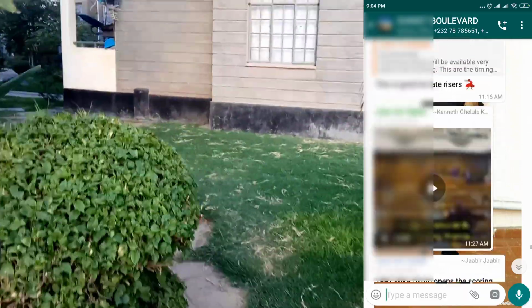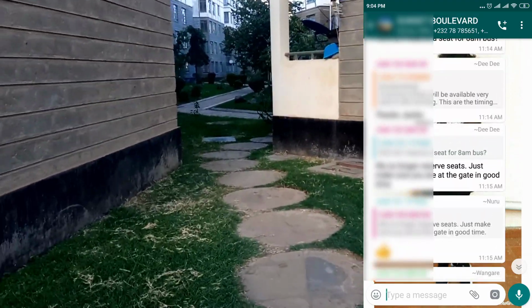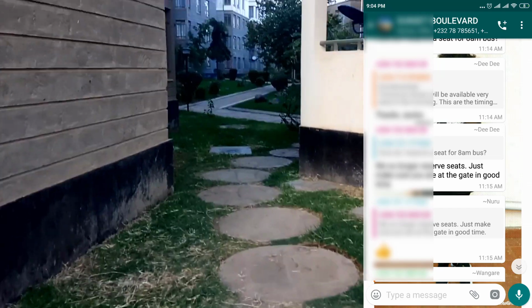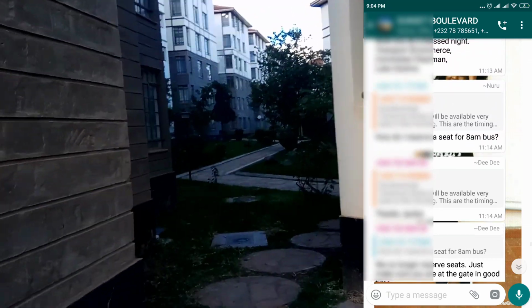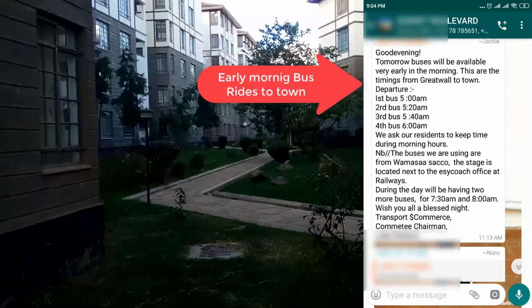So I decided to walk around where I live so that I can show you a picture of, first of all, the problem that you are facing. I live in a very concentrated estate. As you can see, it's a lot of buildings.